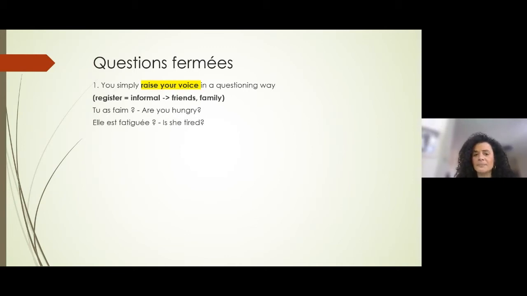Elle est fatiguée, meaning is she tired? Again, if I know that she's tired, I will only say elle est fatiguée. But if I want to transform this into a question, I raise the voice. Elle est fatiguée? Okay, so by only raising the voice, I can actually structure a question.